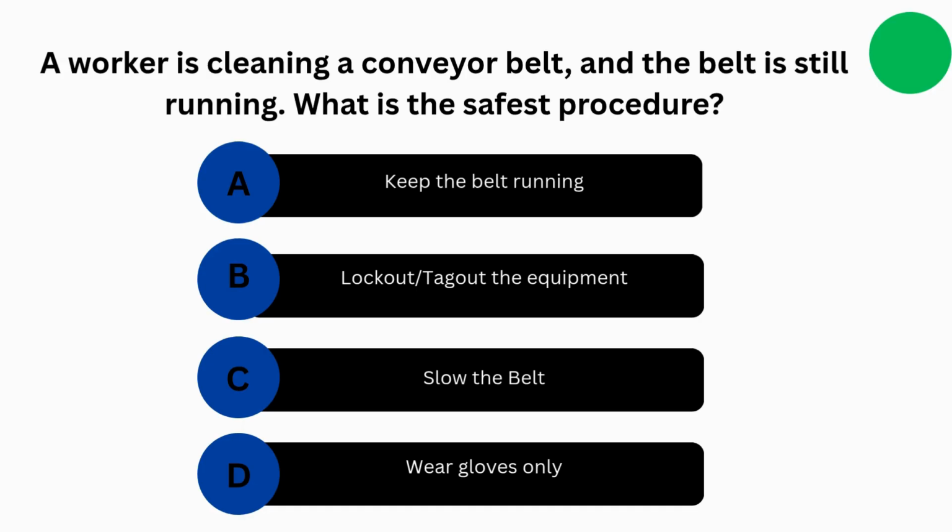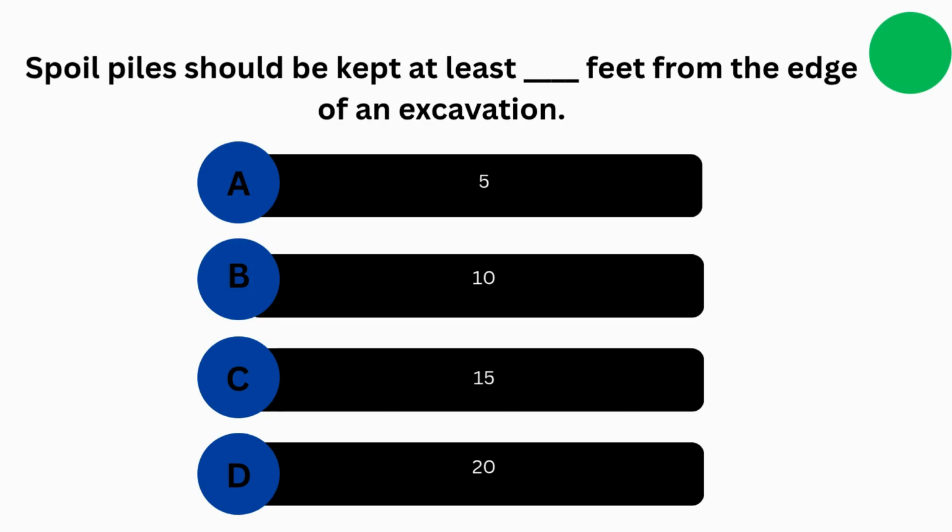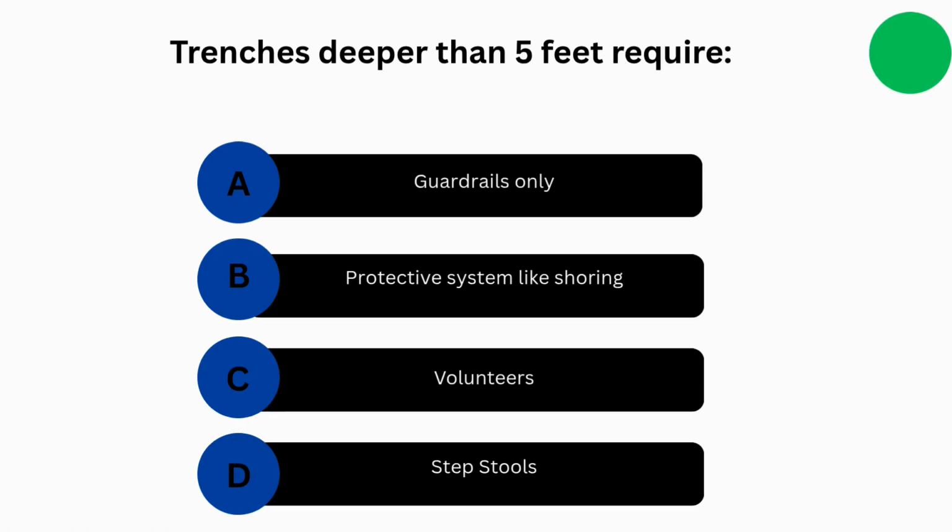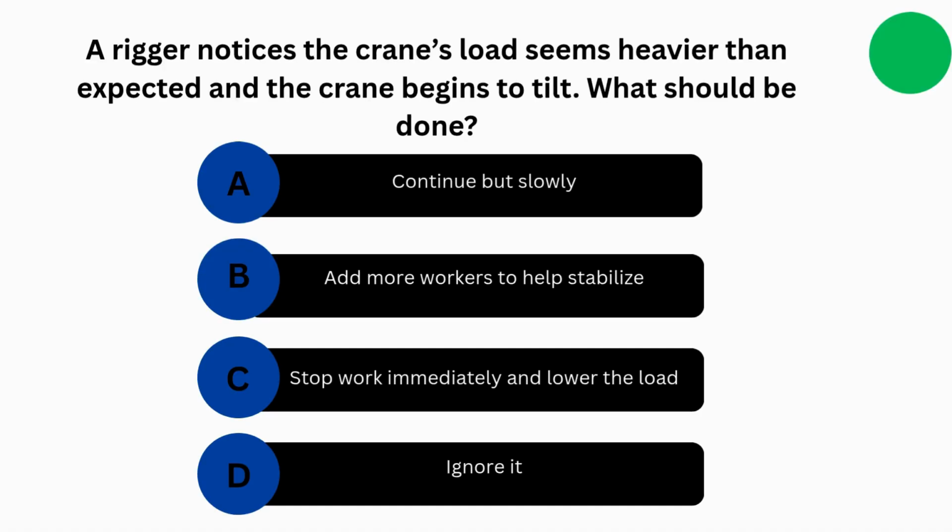A serious hazard in trenches is cave-ins. A worker is cleaning a conveyor belt, and the belt is still running. What is the safest procedure? Lockout, tag out the equipment. Spoil piles should be kept at least blank feet from the edge of an excavation. 15. Trenches deeper than 5 feet require protective system like shoring. A rigger notices a crane's load seems heavier than expected and the crane begins to tilt. What should be done? Stop work immediately and lower the load.